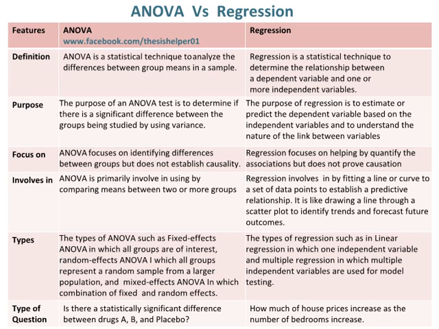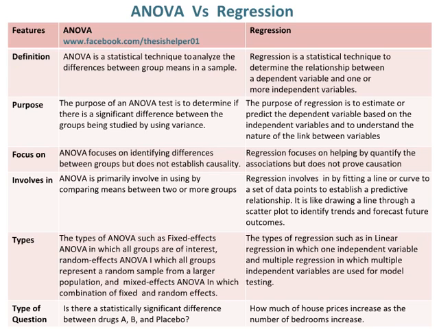The purpose of an ANOVA test is to determine if there is a significant difference between the groups being studied by using variance, whereas the purpose of regression is to estimate or predict the dependent variable based on the independent variables and to understand the nature of the link between variables.